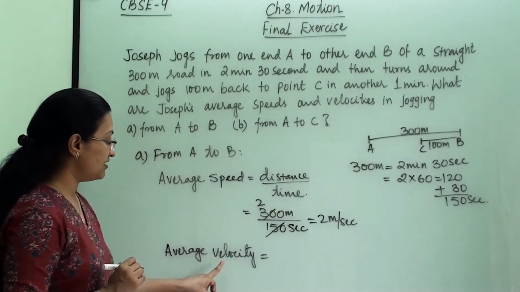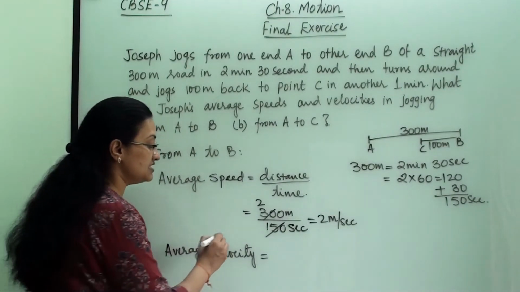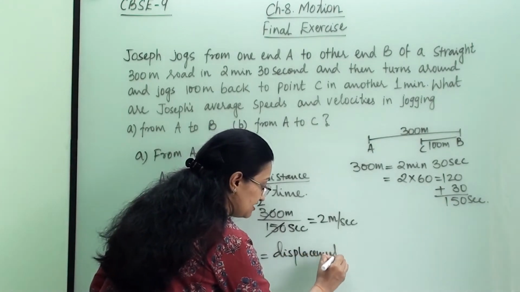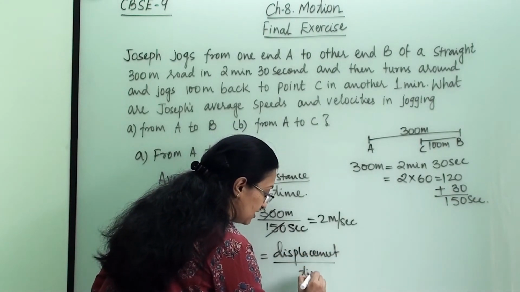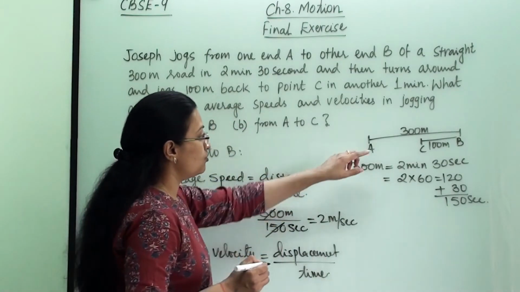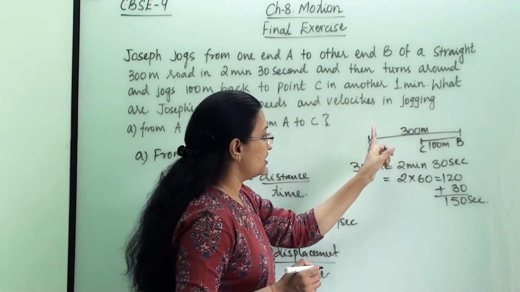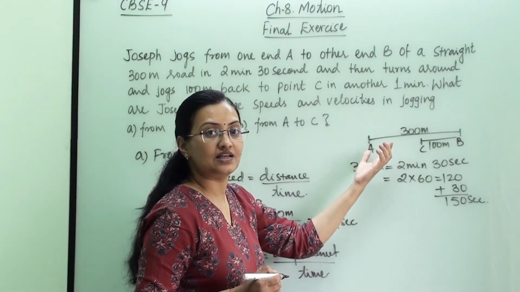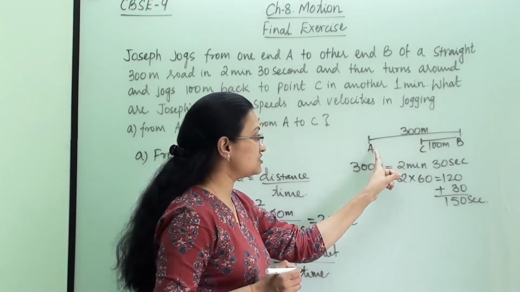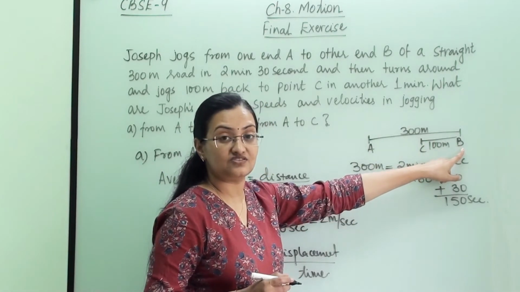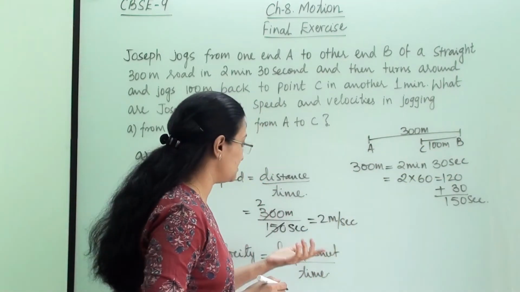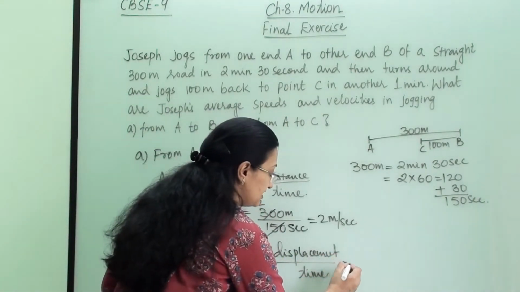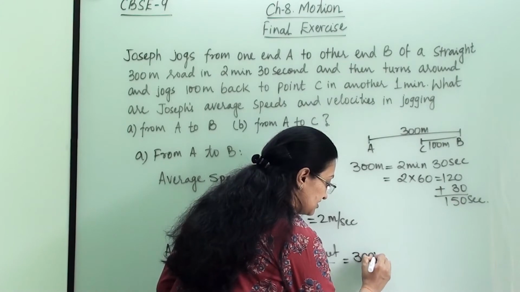Now what about average velocity? Average velocity is displacement divided by time. So what is the displacement here? He goes from A to B, so he covers the distance of 300 meter as well as the displacement. His displacement at the end of this travel is also 300 meter. Here distance and displacement both are the same.